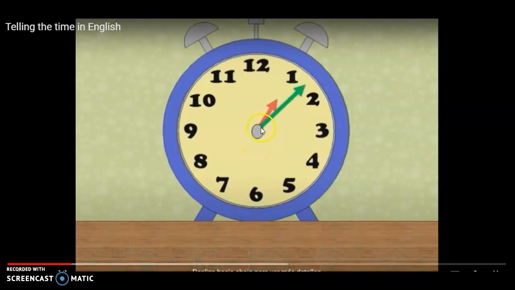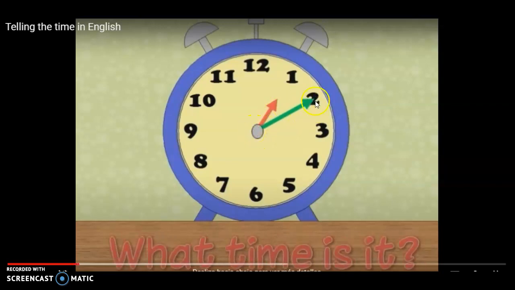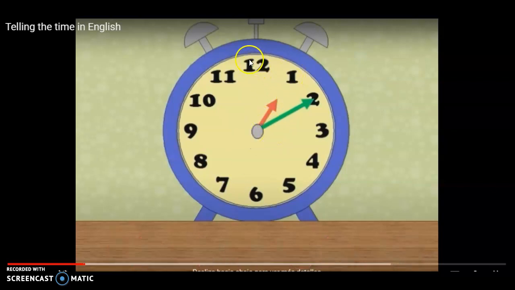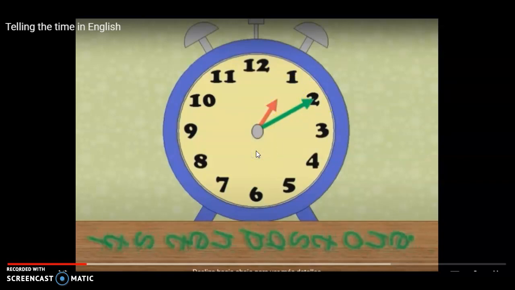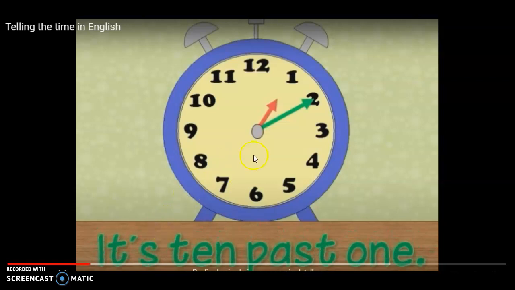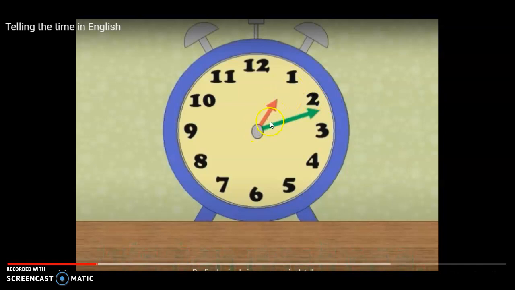Great. Let's see what happens now. What happens if this line moves to number 2 here? What time is it now? Contemos cuántos minutos han pasado ahora. We have 5 and 10 minutes. Han pasado 10 minutos de la 1, right? Han pasado 10 minutos. So it's, what time is it? It's 10 past 1. Son 10 minutos pasado la 1.